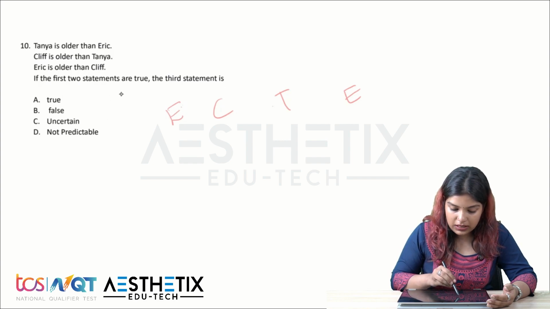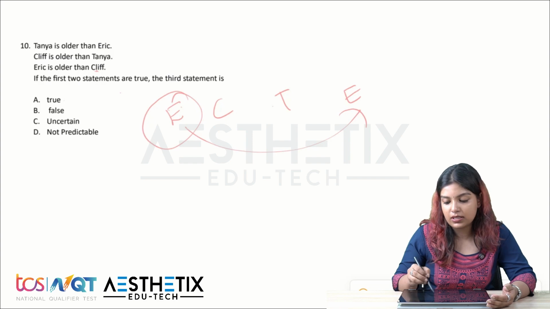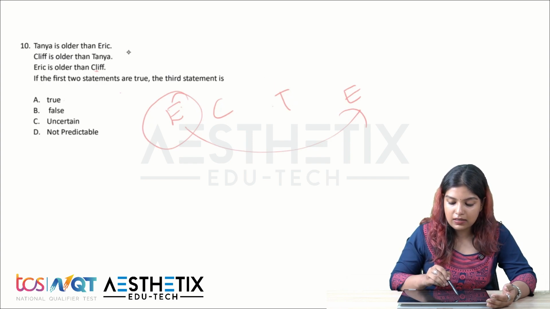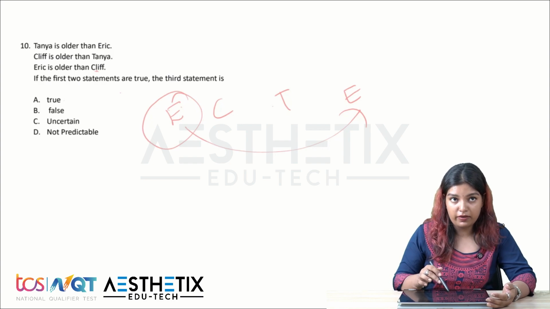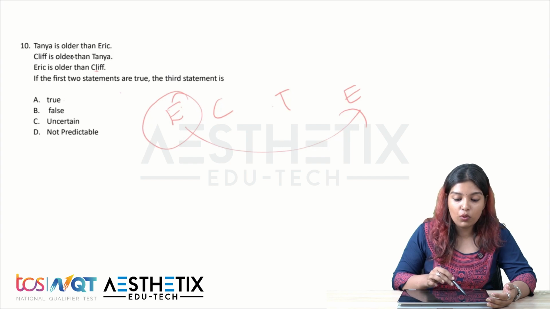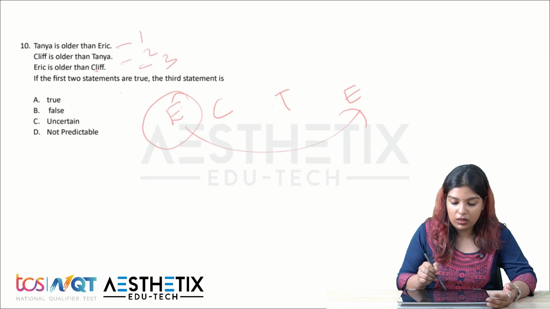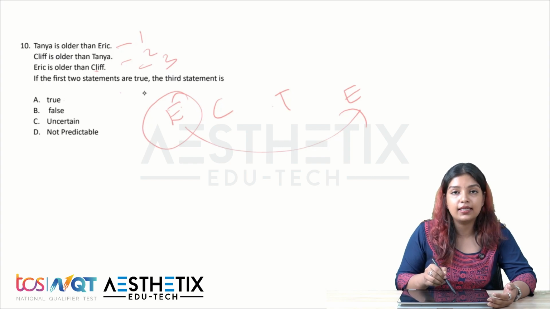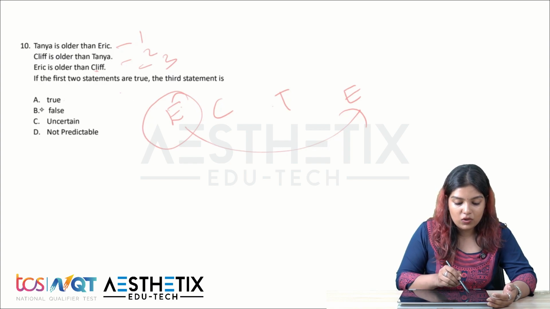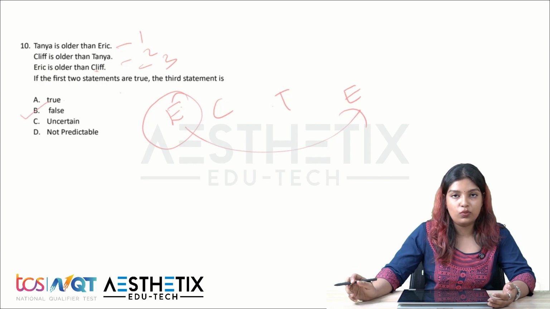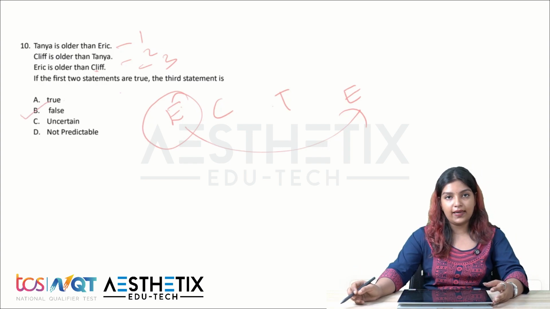If the first two statements are correct, the third statement, that is Eric is older than Cliff, will be false only because it is not satisfying. If Tanya is older than Eric and Cliff is older than Tanya, then obviously Eric cannot be older than Cliff. Okay, so the third statement, if this is 1, this is 2 and this is 3, if both 1 and 2 are right, then the third statement cannot be right. Okay, so statement 3 is false only. Okay, option B, false, is the right answer.